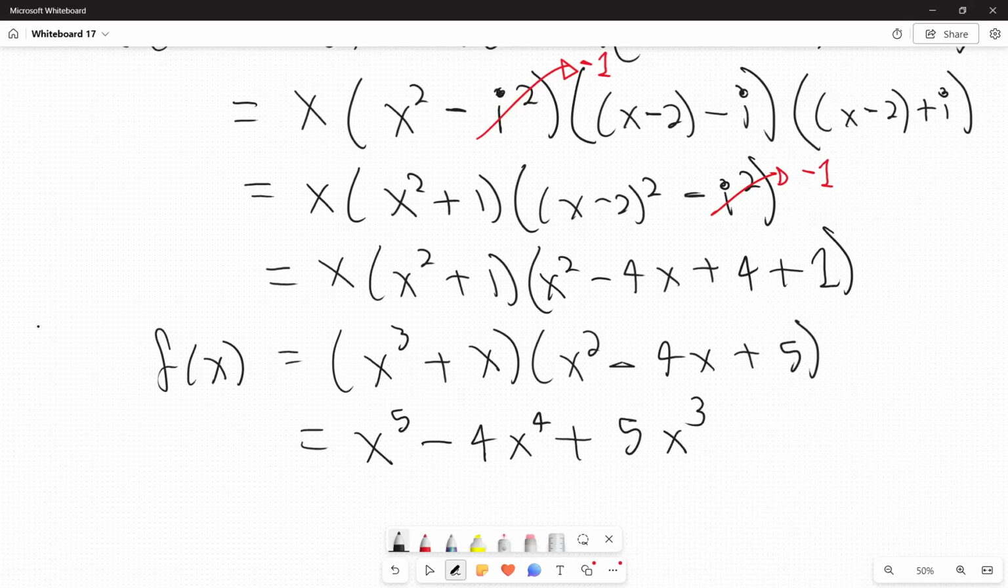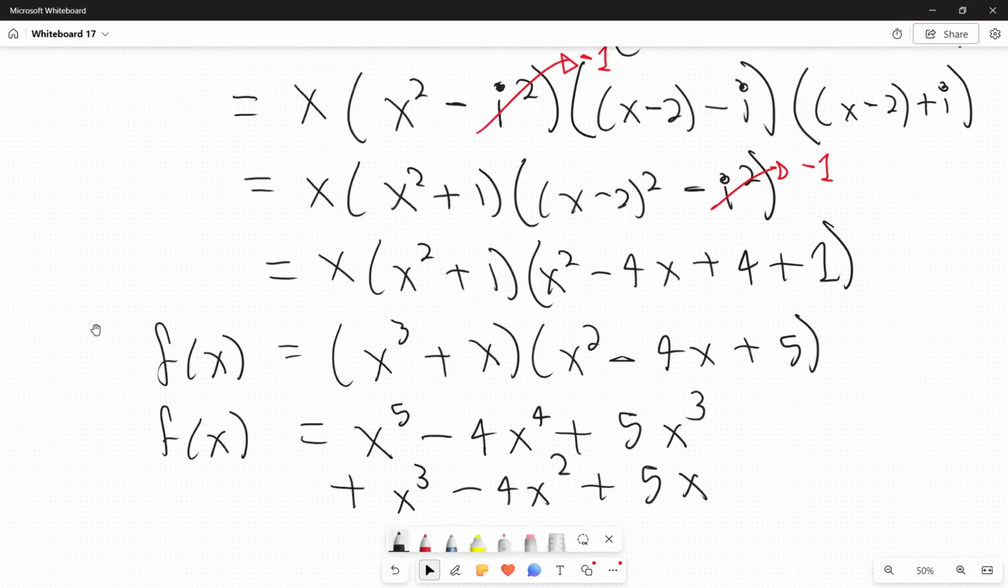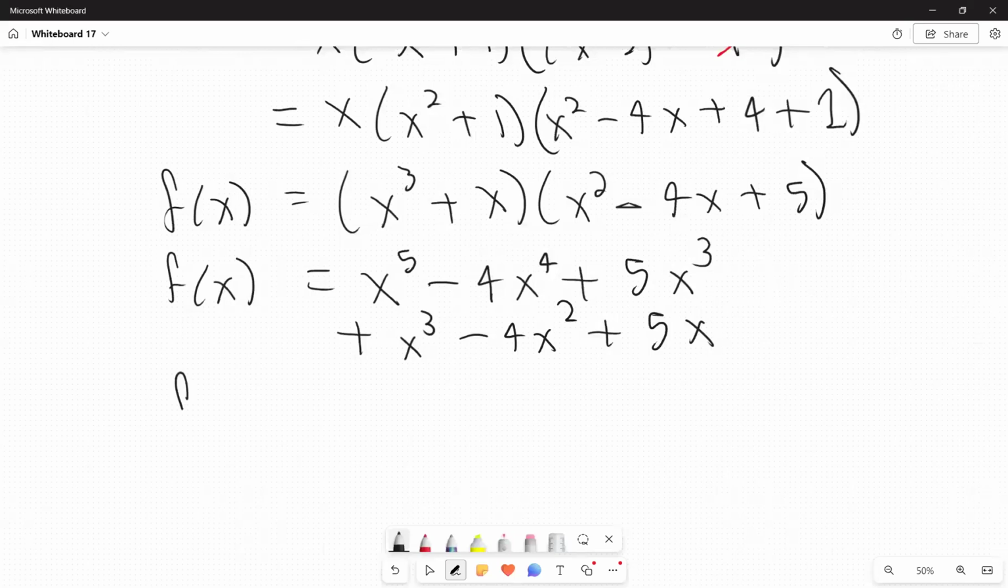Then x times x squared. x times minus 4x. And x times 5. And finally, combine like terms. And we have the polynomial that we were looking for. f of x. So the only terms I can combine are the ones with x cubed. 5x cubed plus x cubed is going to be 6x cubed.